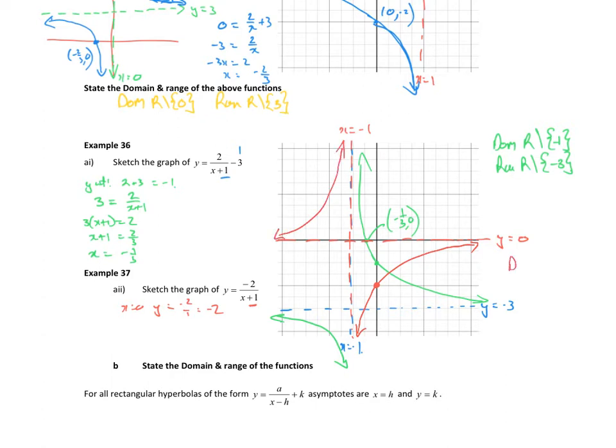Domain and range doesn't change a real lot though. Domain, we've got R except for what? -1. And the range is R except for 0, isn't it?